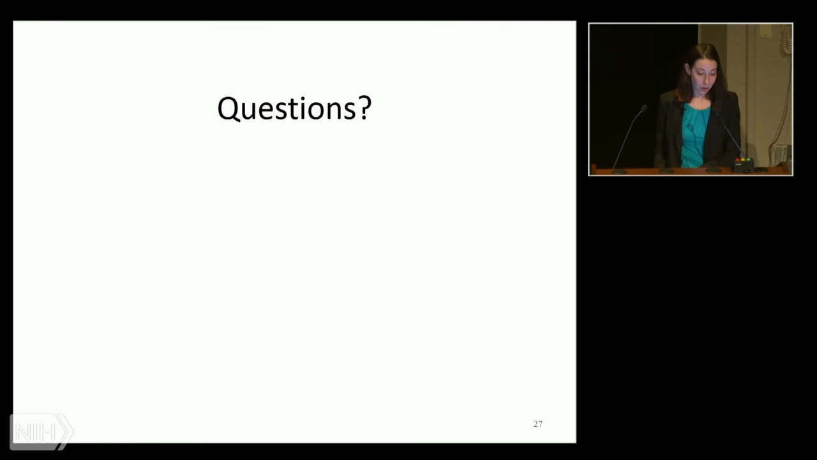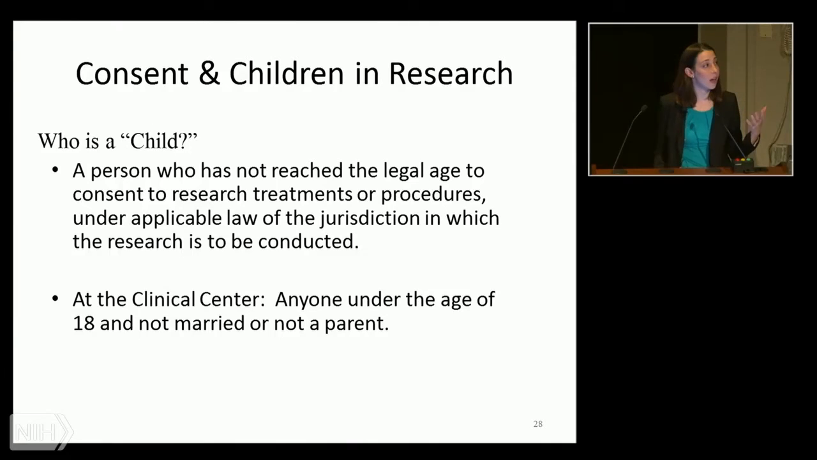Okay. So now we're going to talk about children and their participation in research. A child is a person who hasn't reached legal age to consent. So a child is defined by the research regulations as a person who's not reached the legal age to consent to the research treatments or procedure under the applicable law of the jurisdiction in which the research is to be conducted. Different states have different laws. Typically, a child is somebody under 18. Sometimes in different clinical settings, the age might be younger, such as obtaining sexual care, health care provision, and other circumstances. At the clinical center, the definition of child is anybody who's under 18 and not themselves married or a parent.